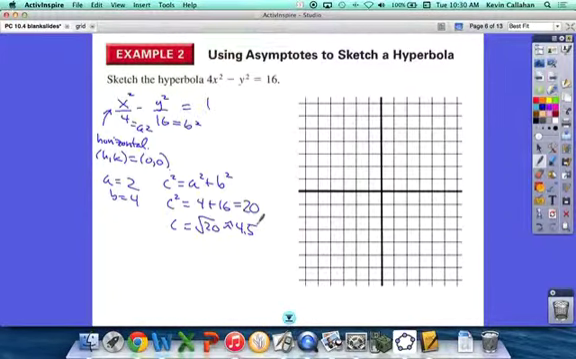Okay, so now let's sketch the hyperbola. The center is at 0, 0. The A is 2, so we should go 2 to the left and 2 to the right. Those would be our vertices. The C is approximately 4.5, so we're going to go 4.5 to the left and 4.5 to the right. Those would be our foci.